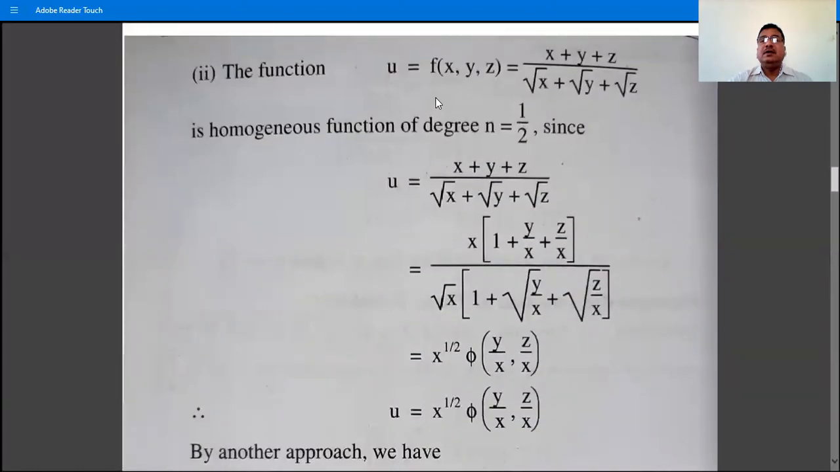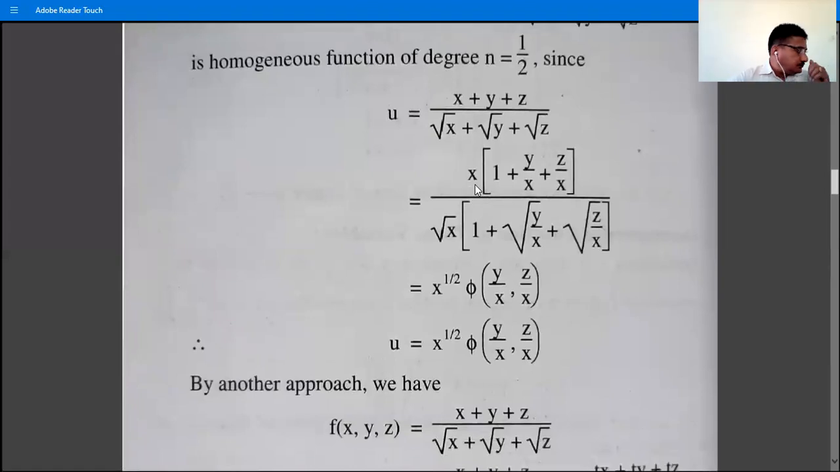Now observe this example, f of x, y, z is equal to x plus y plus z divided by root x plus root y plus root z. Take x as common from the numerator. We have 1 plus y by x plus z by x. Take root x as common from the denominator. So 1 plus root y divided by root x means root of y by x, and root z divided by root x means root of z by x. And so we get x raised to 1 divided by x raised to half, which is x raised to 1 minus 1 half.